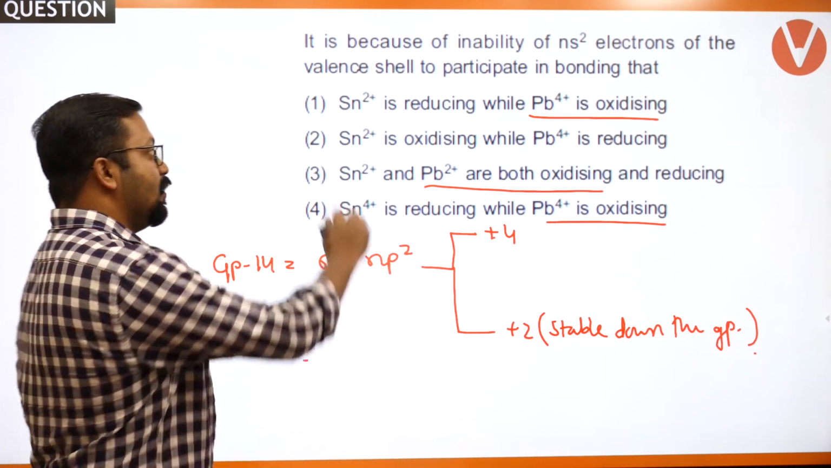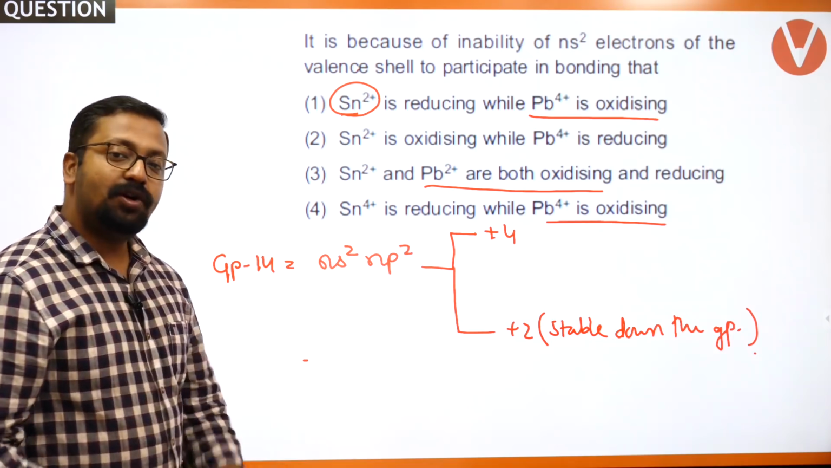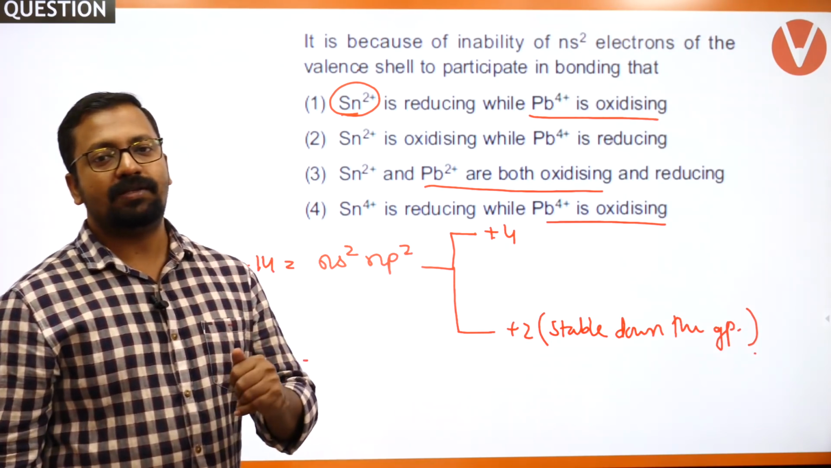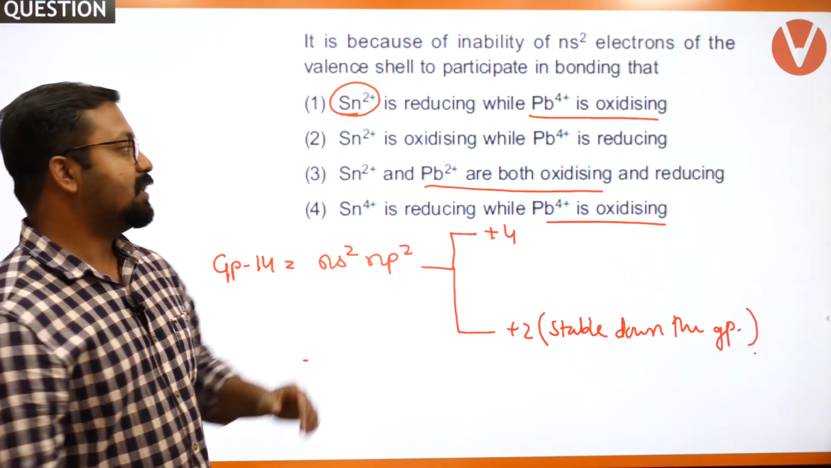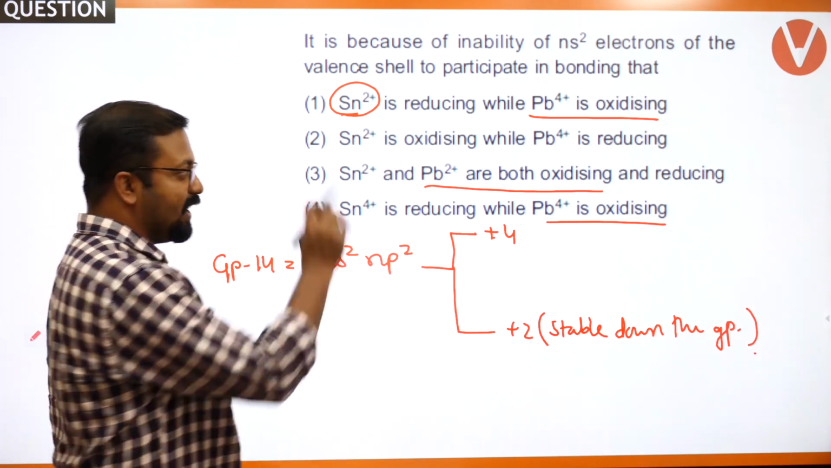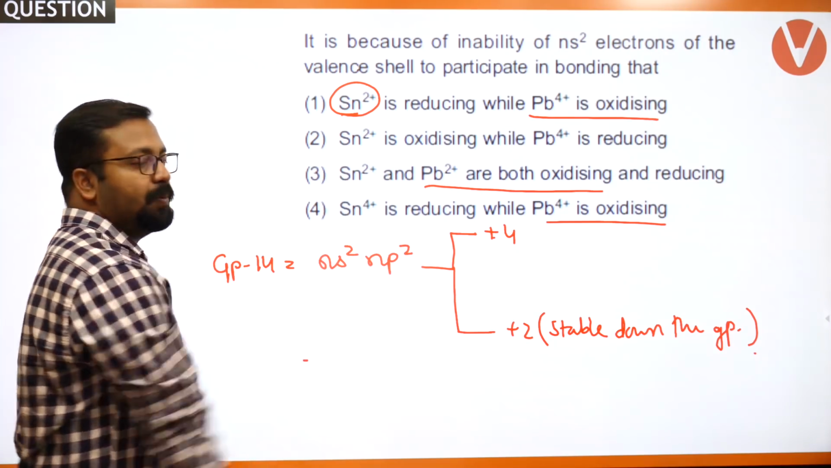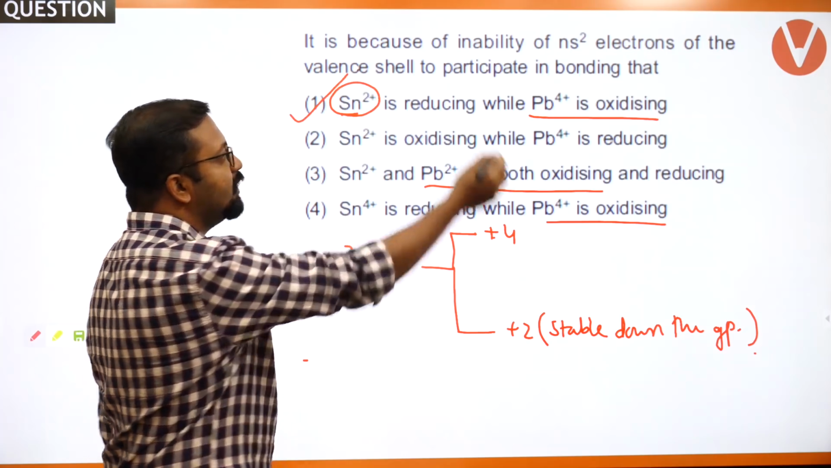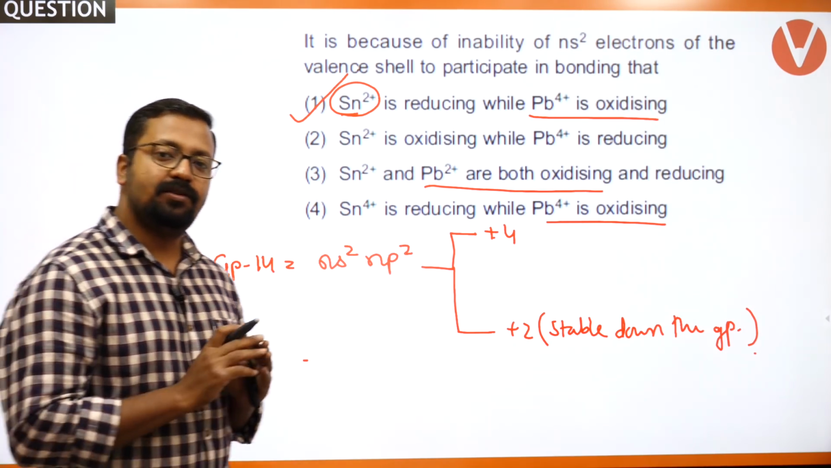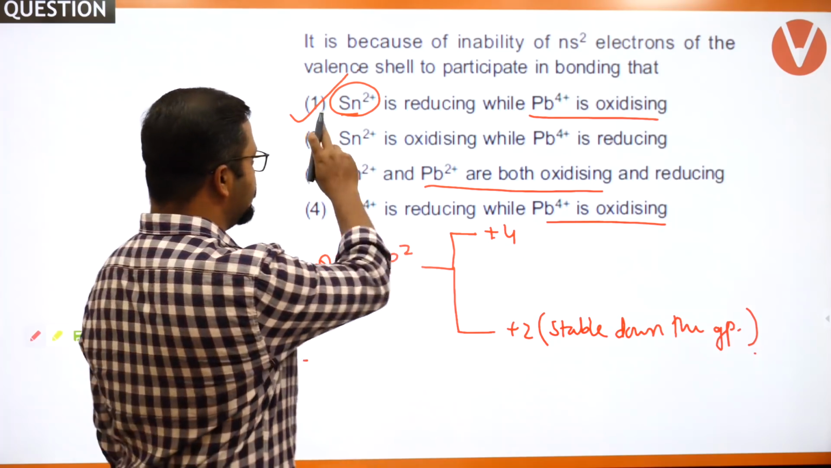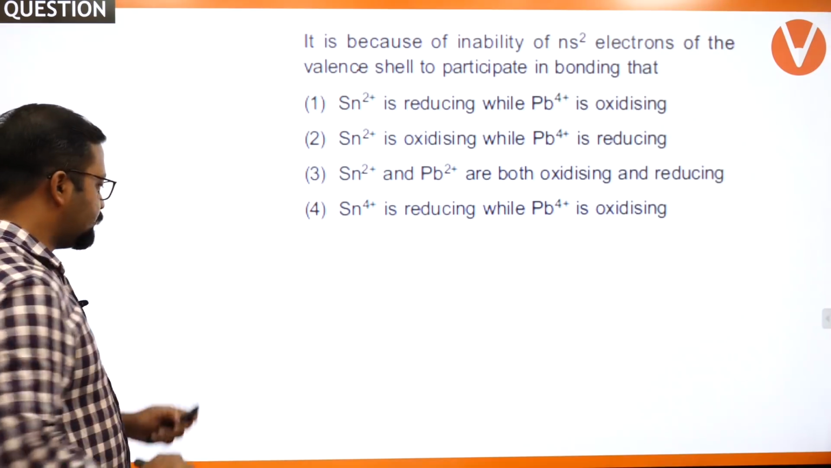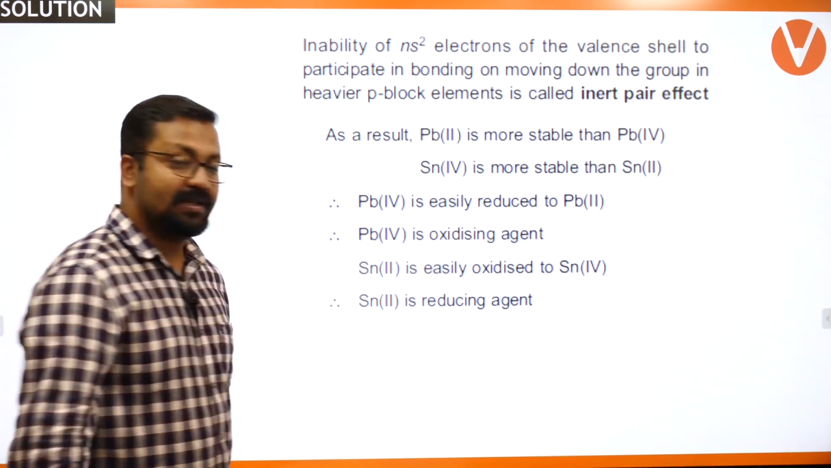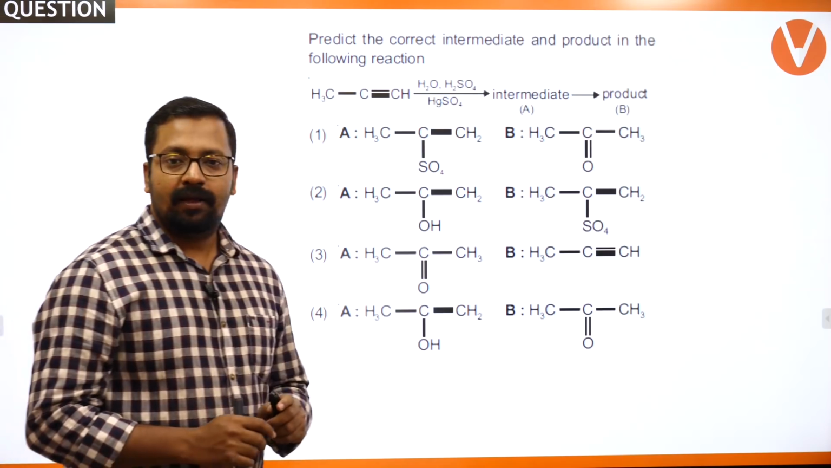Now, what is the behavior of Sn2 plus? Sn2 plus can very conveniently convert into Sn4 plus. So Sn2 plus would try to give away electrons, turn into Sn4 plus, except for Pb, whose 2 plus is more stable. So Sn2 plus will behave as reducing agent and Pb4 plus will behave as oxidizing agent. The right answer is first one. Okay, so Pb4 plus is oxidizing, Sn2 plus is reducing.